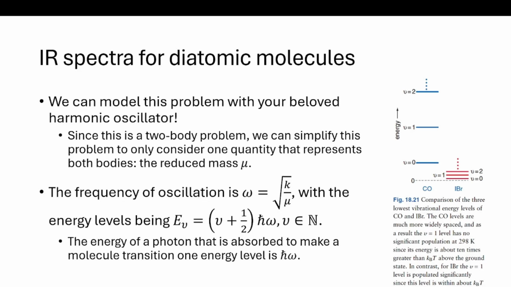But here's the issue. Instead of having one mass on a spring, we pretty much have two masses, which are the atoms. We have two masses on a bond, and we essentially have two masses on a spring instead of one. So it would be really cool if we can treat it just like a one mass problem. And that's where the reduced mass comes in. And by using the reduced mass, we can calculate the frequency of oscillation and the quantized energy levels.